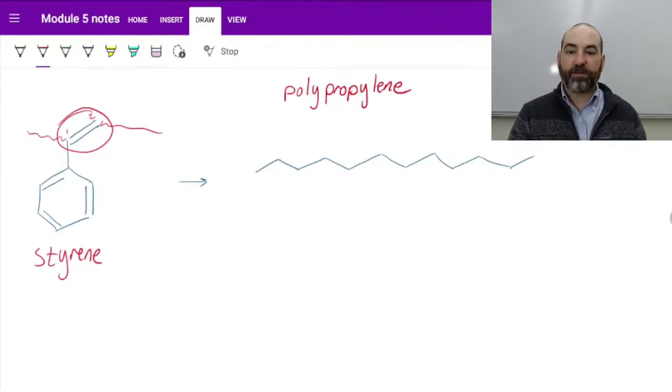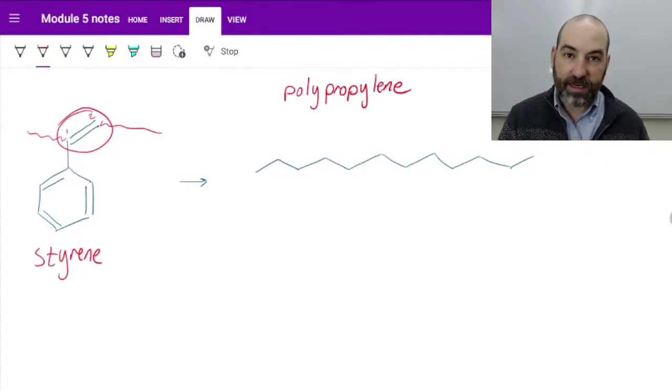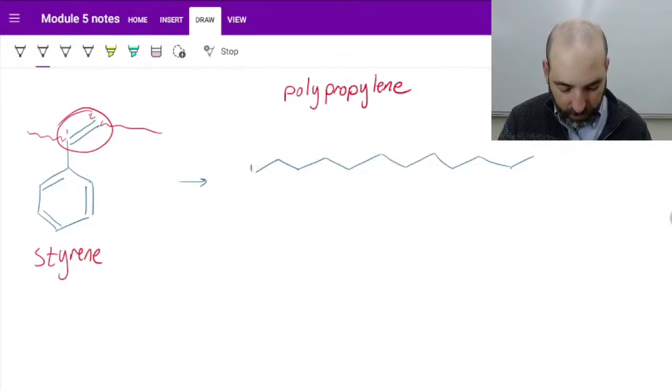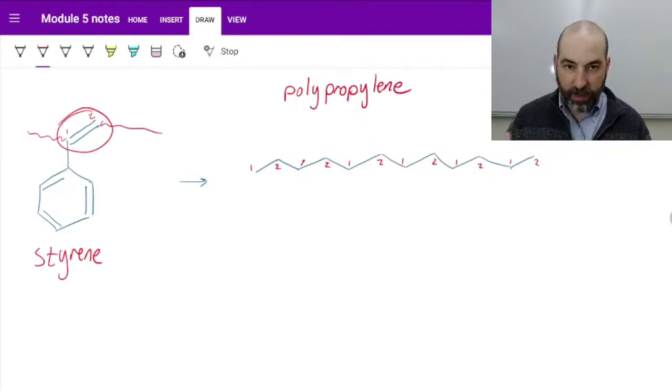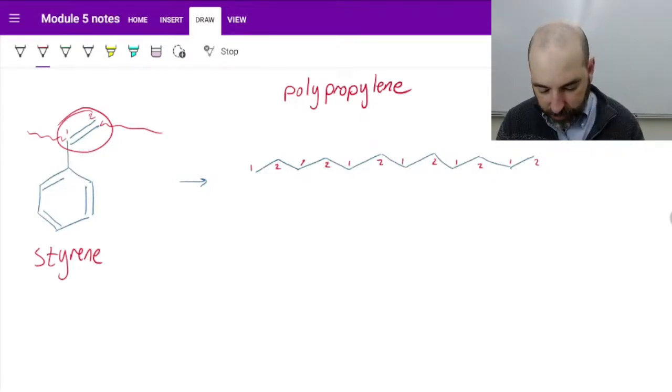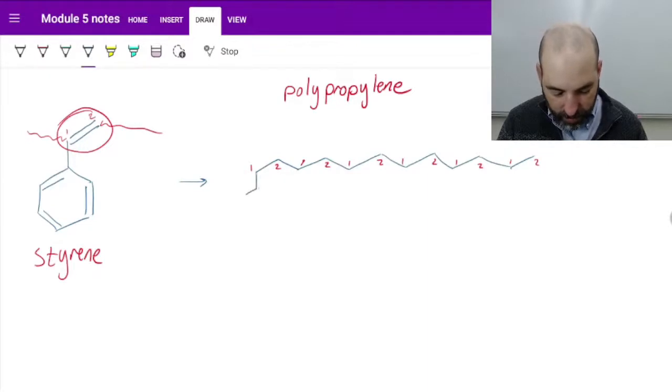Now, to make sure we're adding the other things properly, it's a good idea to just number the carbons off. It doesn't matter where you start. Let's just go 1, 2, and 1, 2, 1, 2, 1, 2, 1, 2, 1, 2. All right. And every time we see a 1, just like in our monomer, we're going to show the styrene coming off the bottom of that. So 1 has this, 1 has this.